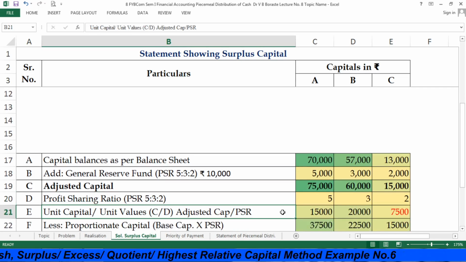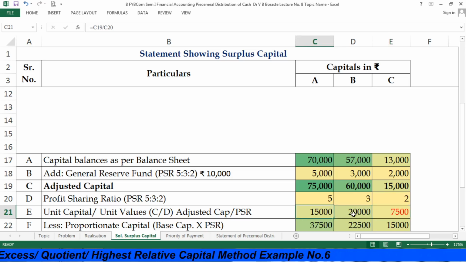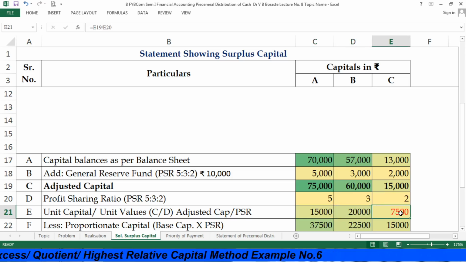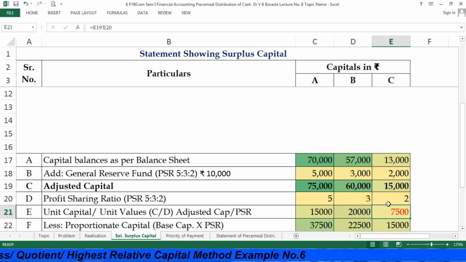After unit capital, we have to consider the least amount of unit capital. It is to be considered as a base. So here I have made a red color correction in 7,500. You can see here the 15,000, 20,000 and 7,500. The least amount is 7,500. So we are going to consider this amount as the base capital for calculating the proportionate capital.